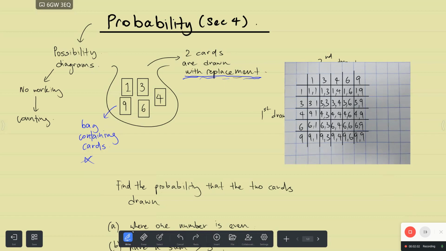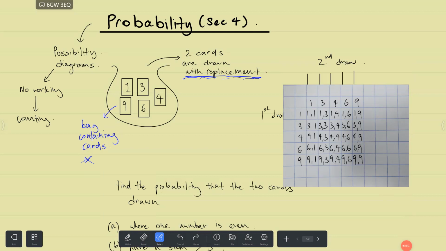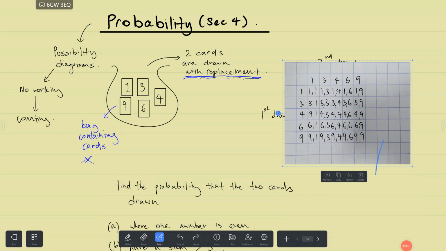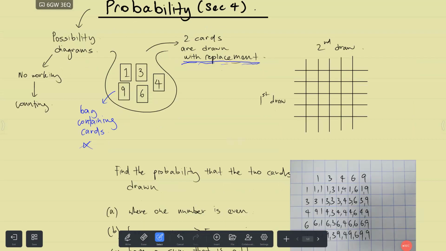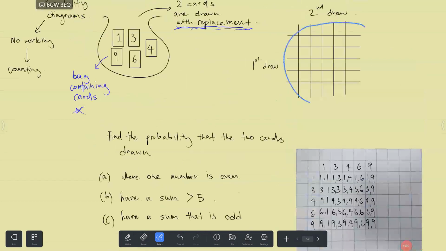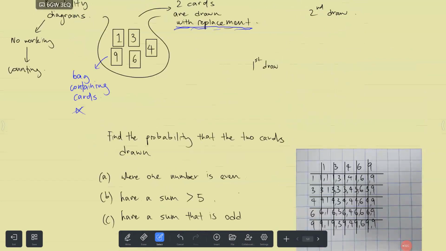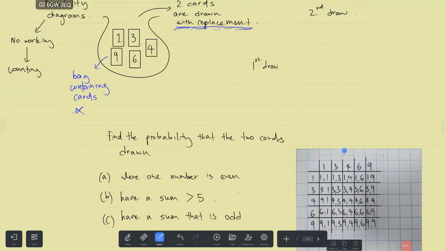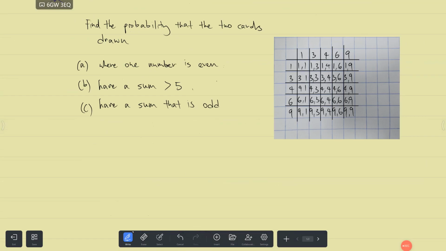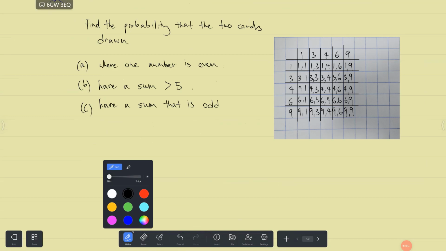Okay, so let's bring this down to our first question. I'm just trying to get the grid as well. It should go over nicely, just to create the lines so they look slightly more distinct. Okay, let's get started with a set of questions here. Keep in mind that the slogan for possibility diagrams is that there's no working. You're going to count the numbers from the possibility diagram.